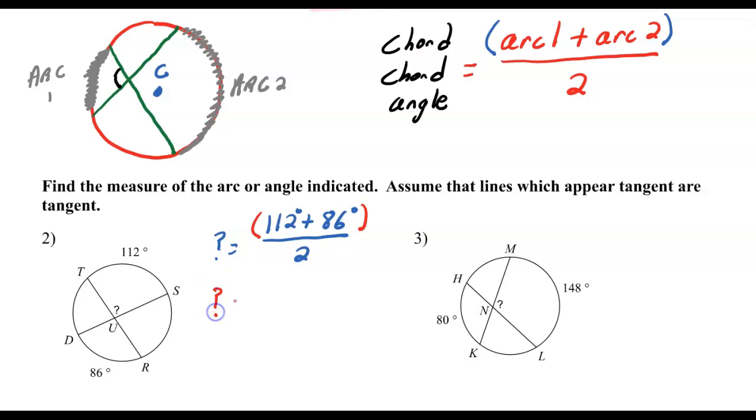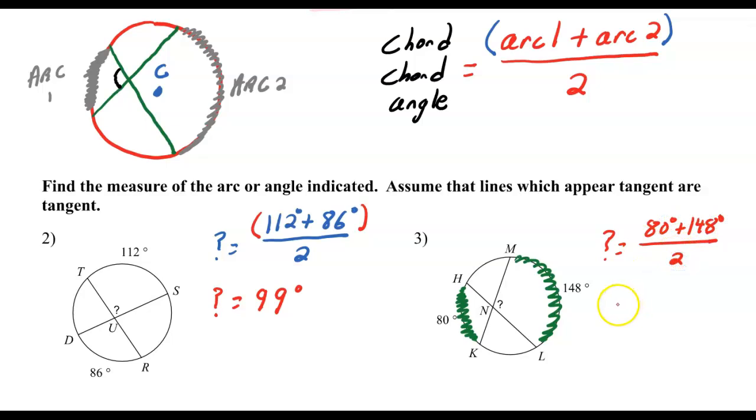So that angle is 99 degrees. So if we look at problem number 3, same idea. We have these two arcs. So to get the angle, we're going to do 80 plus 148 over 2. And doing that on my calculator with parentheses, we'll get 114 degrees as the angle.